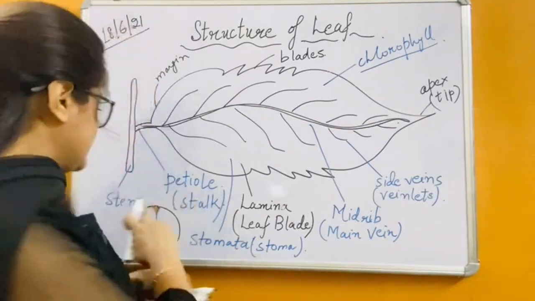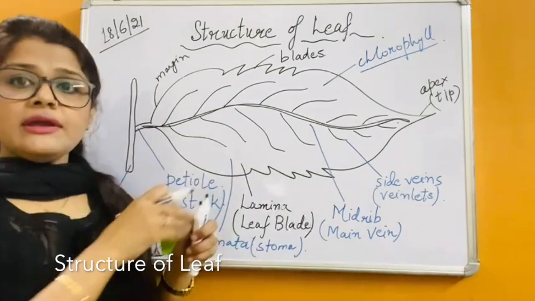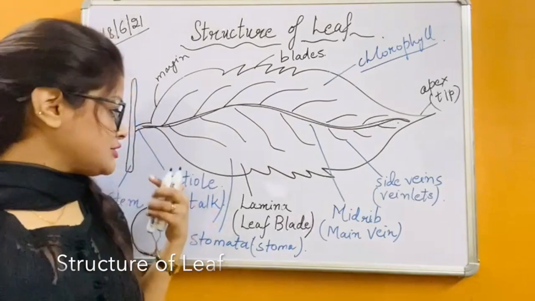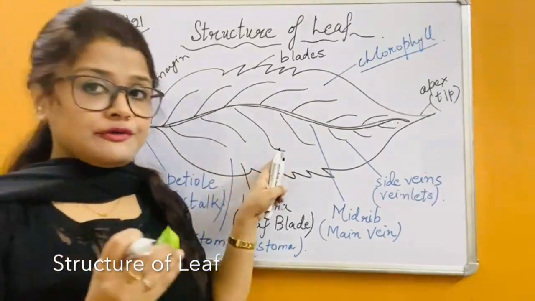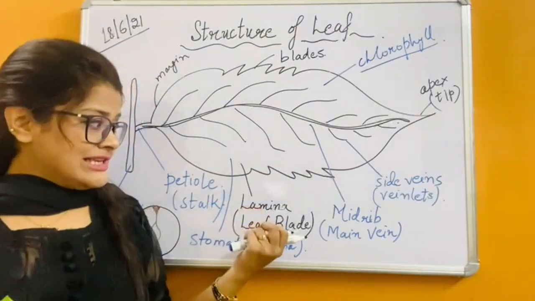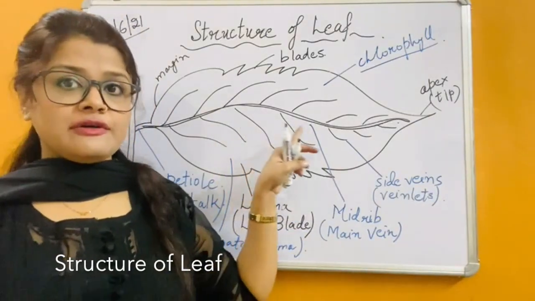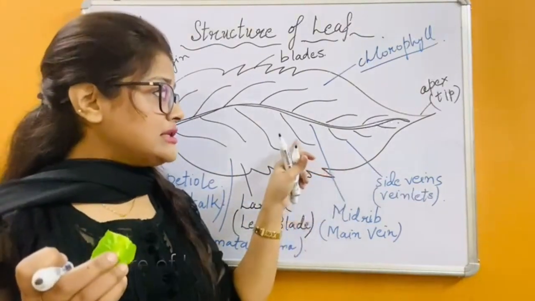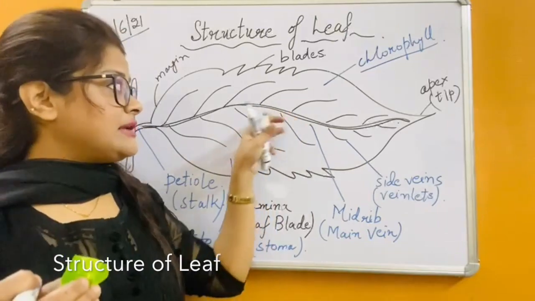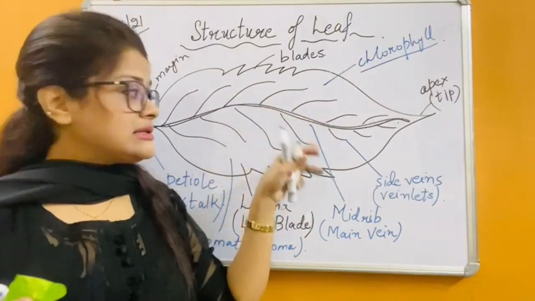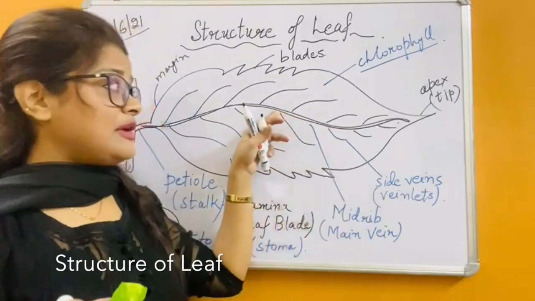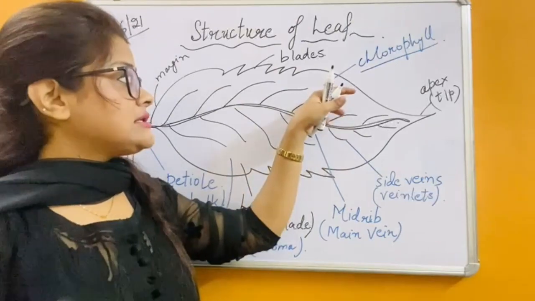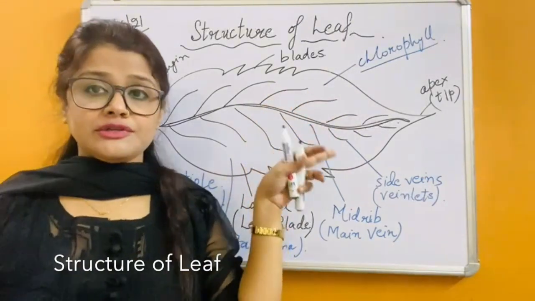So I'll just quickly revise that this is the stem. The leaf is connected to the stem with the help of a short stalk-like structure, which is known as petiole. This flat broad portion of the leaf is known as lamina, which is also known as leaf plate. It consists of a thick vein running in the middle of the leaf, which is known as midrib, the main vein, and this midrib is further divided into side veins, also known as veinlets, which help in the transportation of water, nutrients and other substances. And this leaf consists of chlorophyll, which helps in the process of photosynthesis.